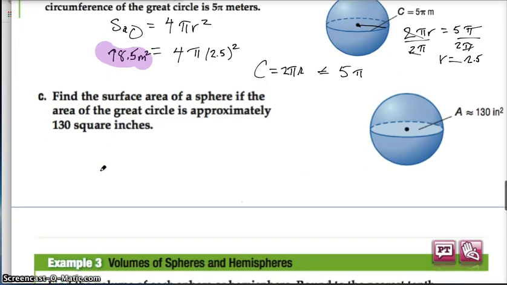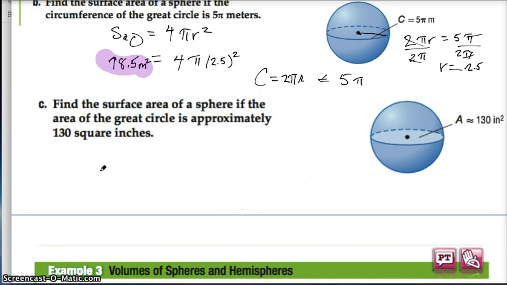And finally, this last part of example 2 asks us to find the surface area of a sphere if the area of this great circle is approximately 130 square inches. So we know what the surface area formula is. We're going to utilize the information about the great circle, the fact that its area is equal to 130 square inches, in order to find the radius and then get back to the surface area of the sphere.